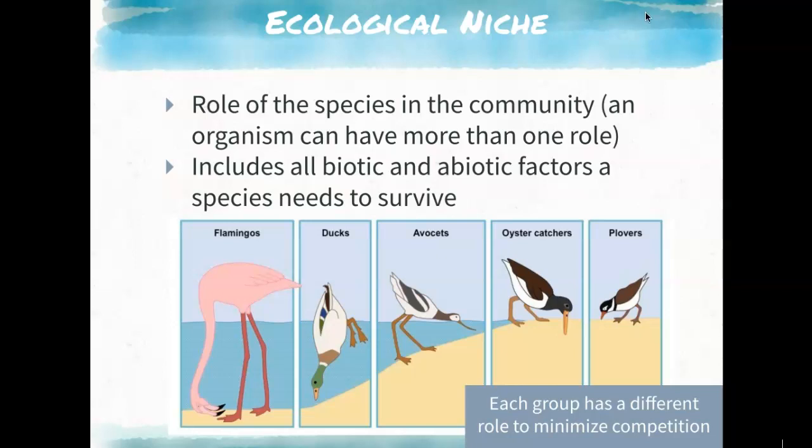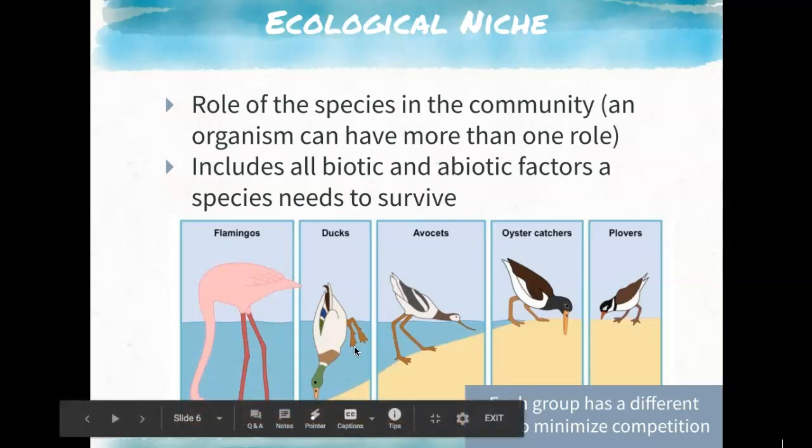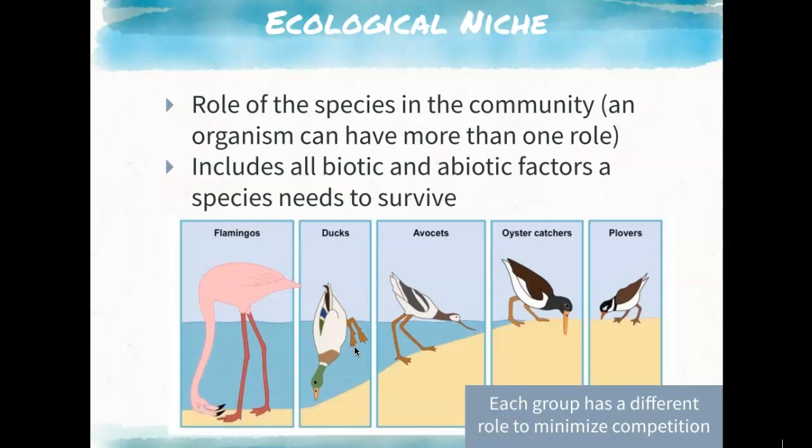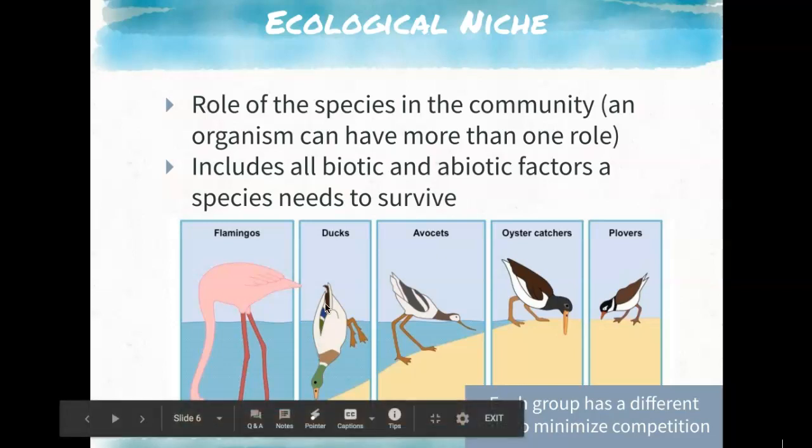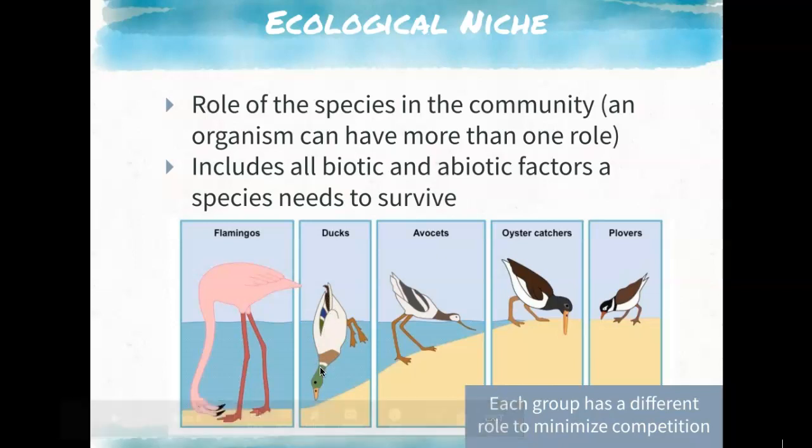So we have this example of all of these birds that live on the shoreline. Flamingos have a specialized long neck and beak that they use to filter the sand and get insects and little critters from the sand and bacteria and stuff like that. Ducks will be able to swim down and stick their head down, so maybe they're eating seaweed or other aquatic plants.